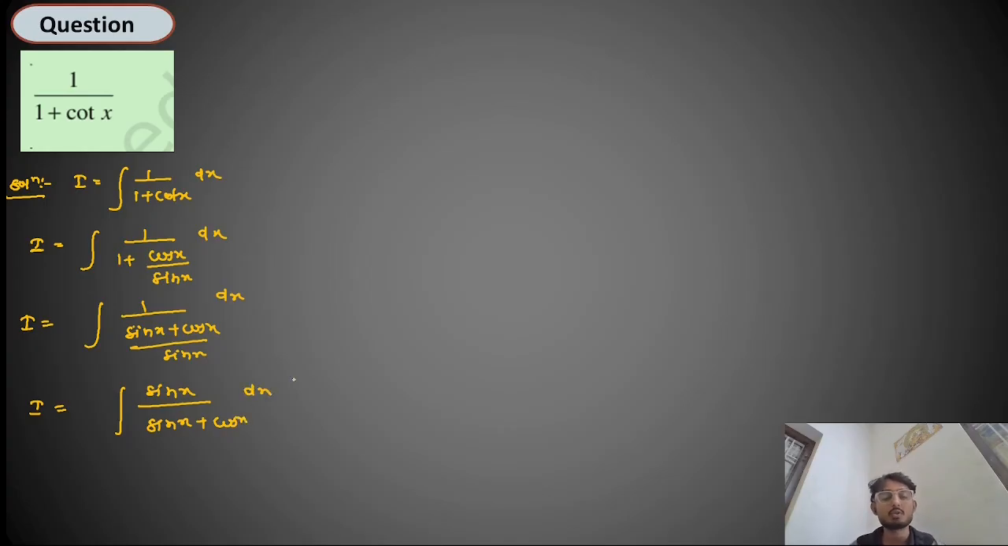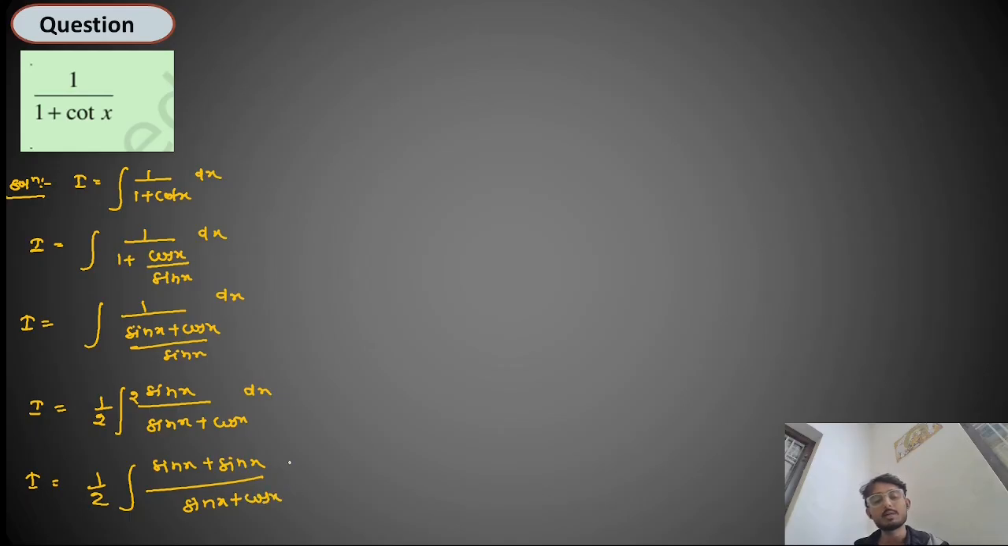Now what should you do? You should multiply by 2 and divide by 2. This is the trick you have to use in this question to get the solution. This question and the next question are of the same kind, and the same process will be used in both. The process is to multiply by 2 and divide by 2. You will get 1 by 2 times, 2 sin x meaning sin x plus sin x upon sin x plus cos x.